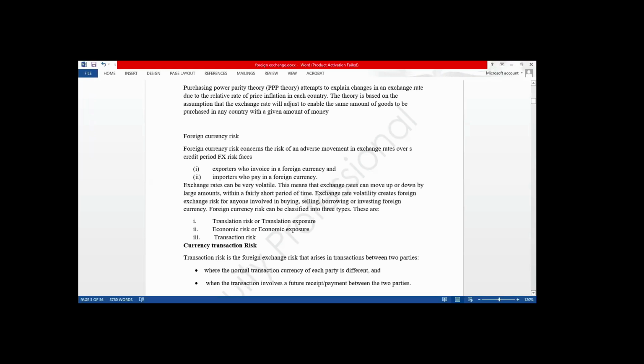Foreign currency risk can be classified into three. One is transaction risk, also known as transaction exposure. Number two is translation risk or exposure. Number three is economic risk or economic exposure.